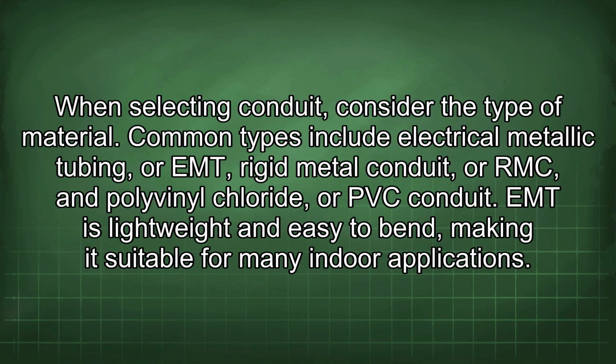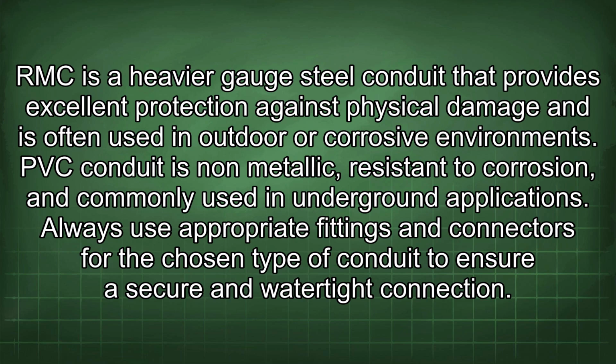When selecting conduit, consider the type of material. Common types include electrical metallic tubing, or EMT, rigid metal conduit, or RMC, and polyvinyl chloride, or PVC conduit. EMT is lightweight and easy to bend, making it suitable for many indoor applications. RMC is a heavier gauge steel conduit that provides excellent protection against physical damage and is often used in outdoor or corrosive environments. PVC conduit is non-metallic, resistant to corrosion, and commonly used in underground applications. Always use appropriate fittings and connectors for the chosen type of conduit to ensure secure and watertight connection.